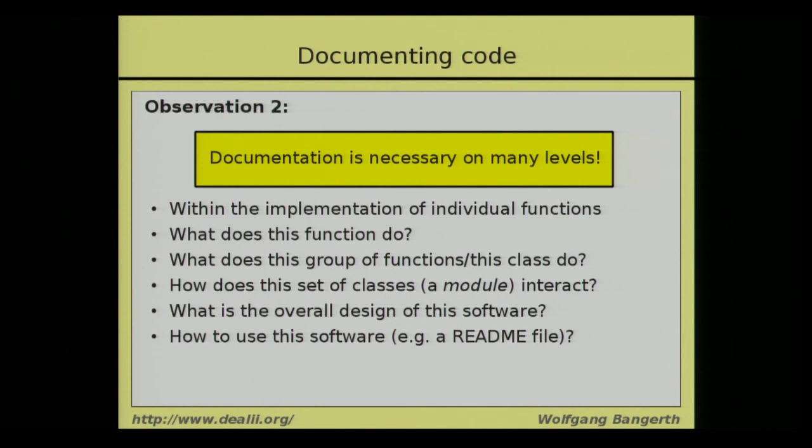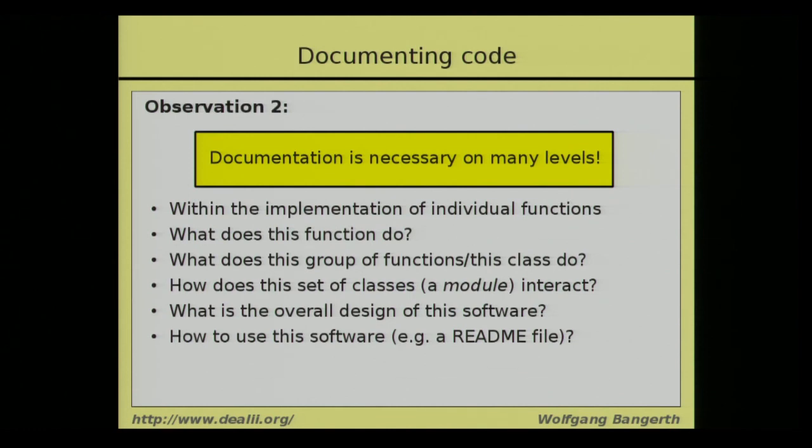The second observation is that documentation is necessary on many different levels. So you think that we should just have comments in the code. That is not the only appropriate level for documentation. So in the code you would document, for example, how do the next 10 or 20 lines work? What's the idea behind this? But then you should also have documentation about, let's say, what does this function do? Independent of the actual algorithm that implements it, you should just have documentation of what the function does, not how it does it, but what it does.